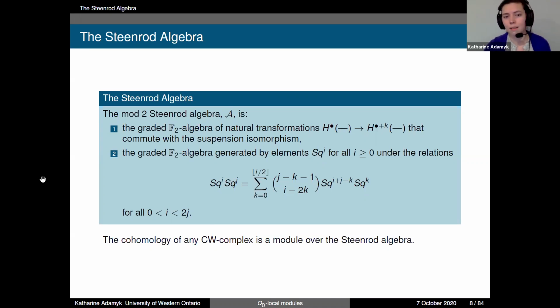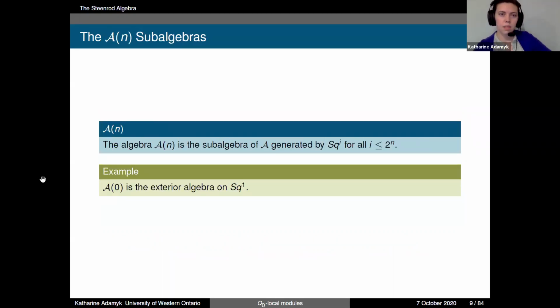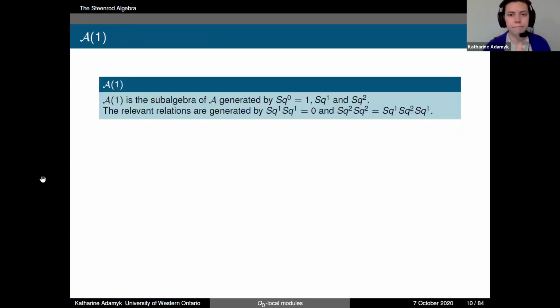As an example of why we might care about the Steenrod algebra, the cohomology of any CW complex is a module over the Steenrod algebra. So I work a lot with particular subalgebras of the Steenrod algebra, denoted A_n. This is the subalgebra generated by the Steenrod squares up to Sq^(2^n). So for example, A0 just has Sq^1 in it, and Sq^1 squares to 0. So we get the exterior algebra on Sq^1. But I spend most of my time working over A1. So this is going to be generated by Sq^0, which is just 1, Sq^1, and Sq^2. And the relevant relations are generated by the ones given here.